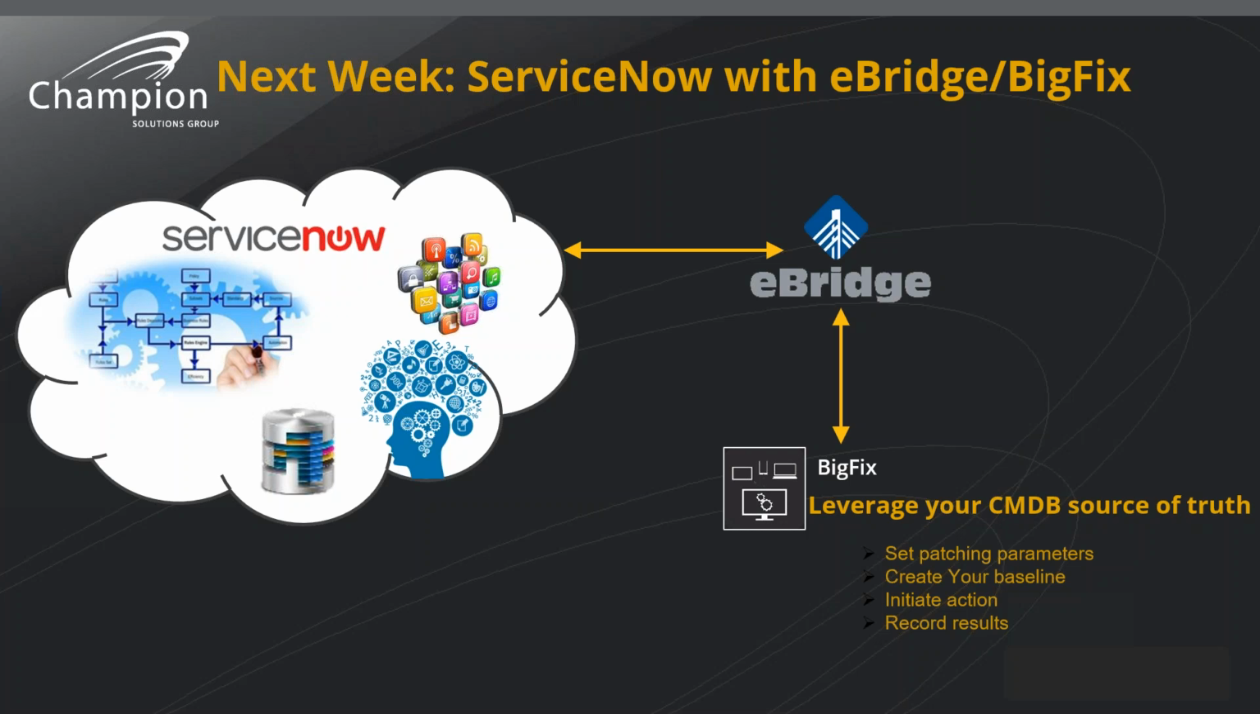So again, we're trying to remove human error out of the equation. And as that baseline runs, we'll have eBridge pick up some of the results from that baseline run and report it back to the ServiceNow ticket. So again, we're closing that loop with some automation here.